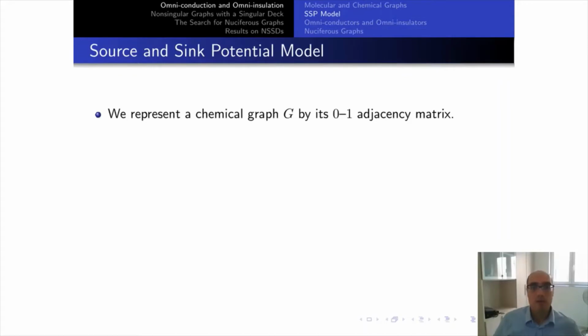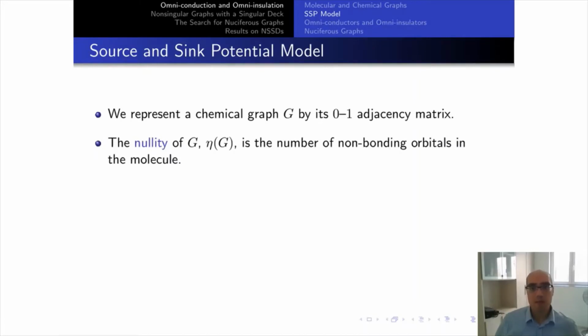So we have a chemical graph, as we said, and we're going to represent it by its 0,1 adjacency matrix as usual. Note that the carbon atoms only are taken into consideration. So if we have a hydrocarbon, for instance, which has carbon and hydrogen atoms, we only look at the carbon atoms of the molecule and represent the connections between these carbon atoms only by the 0,1 adjacency matrix, as we usually do in graph theory.